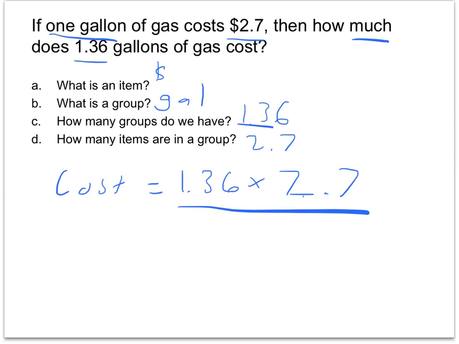And so there we go. That's the answer, or that's the arithmetic that we did earlier. We know that's 3.672. So there's our total cost. So again, the point here is that we wanted to know a total quantity, or in this case a total number of dollars, and we found it by multiplying decimals.